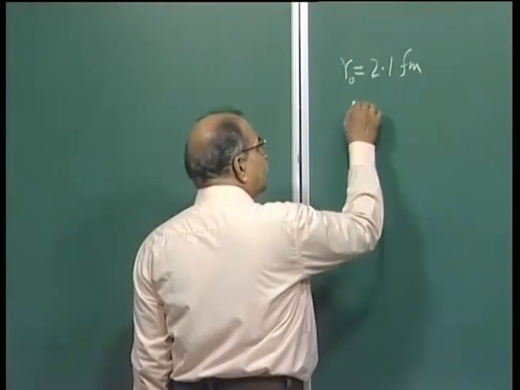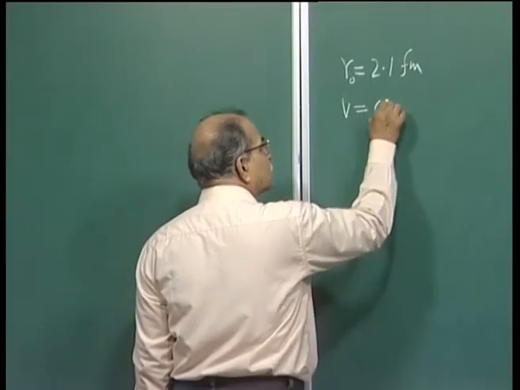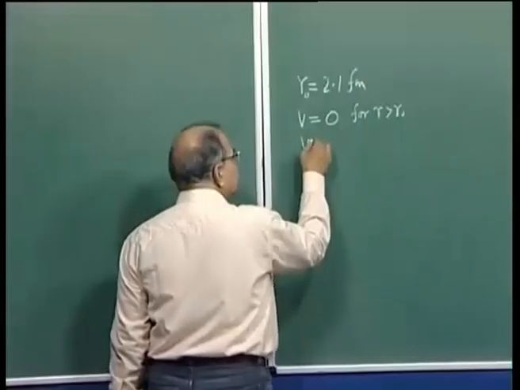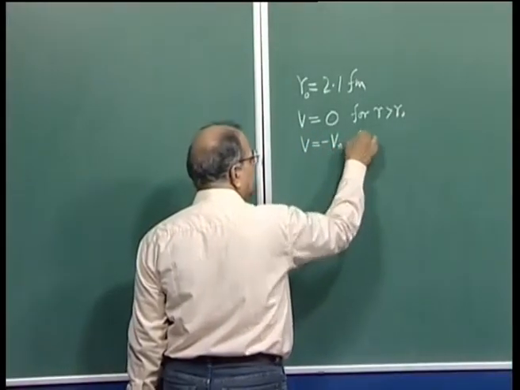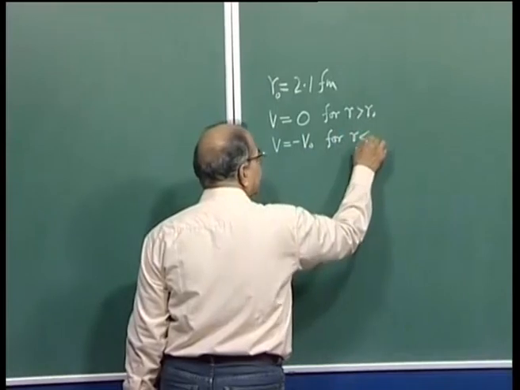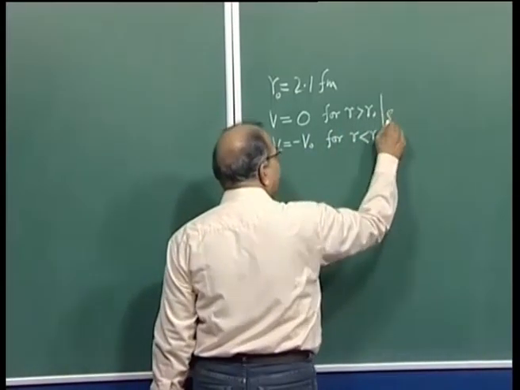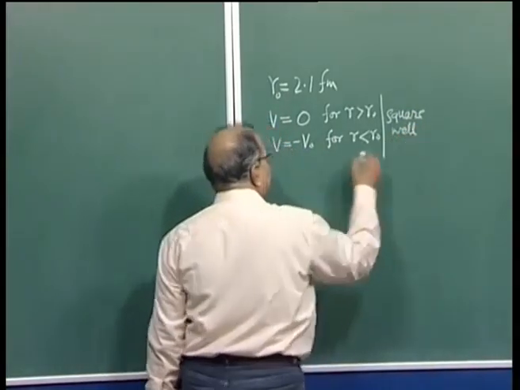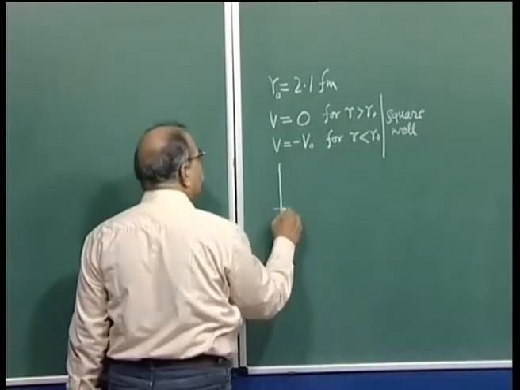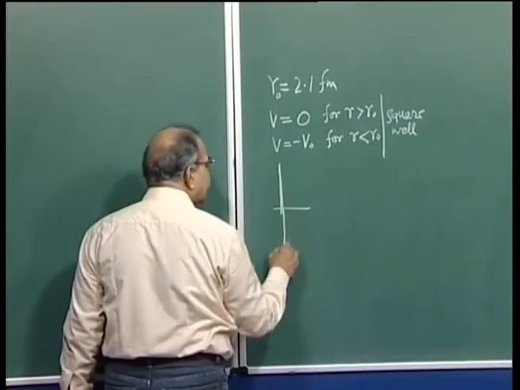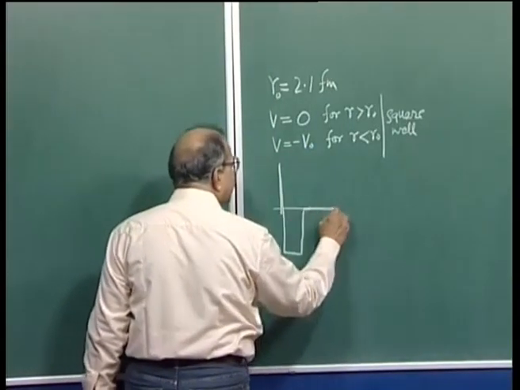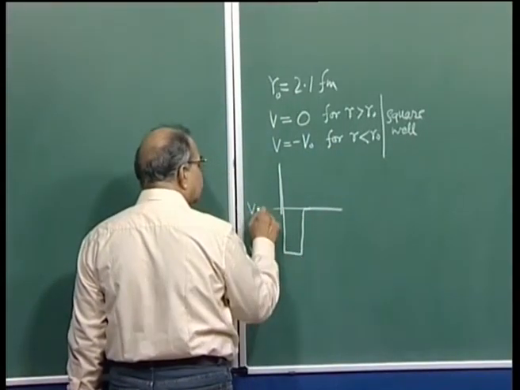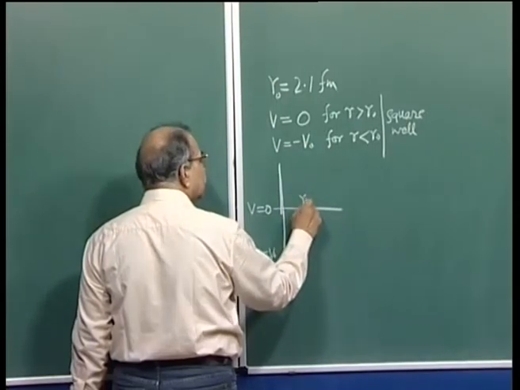And then we found that if we take this potential, V is equal to 0 for r greater than r naught and V is equal to minus V naught for r less than r naught. This is called a square well potential. In terms of r, if you plot, it looks like it is going and then it is like a well and then it is coming back. This is V equal to minus V naught, this is V equal to 0 and this point is r naught.